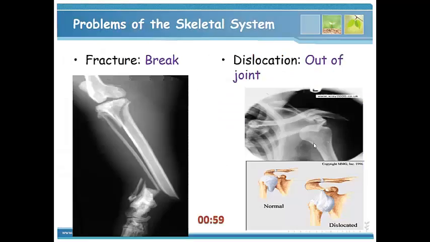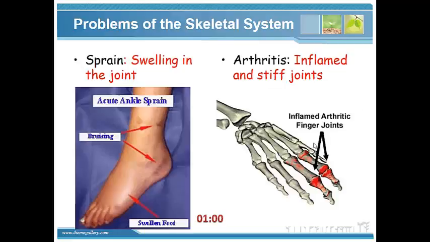Now we'll continue with the problems of the skeletal system, or we can say disorders in the skeletal system. First disorder is the breakage. So when there is excessive force on the bones, they can easily break down. And sometimes the dislocation of a joint also may take place when there is excessive movement shown by the hands. And now the sprain, swelling in the joint, and arthritis, inflamed and stiff joints.